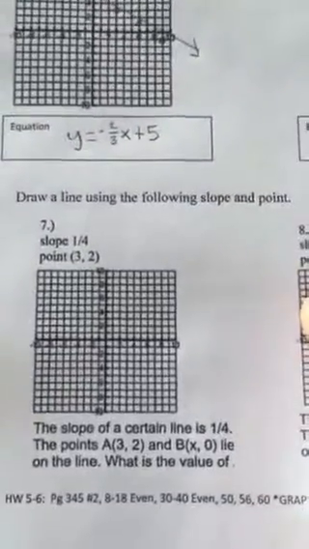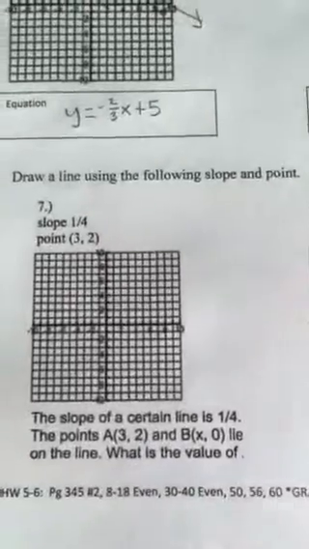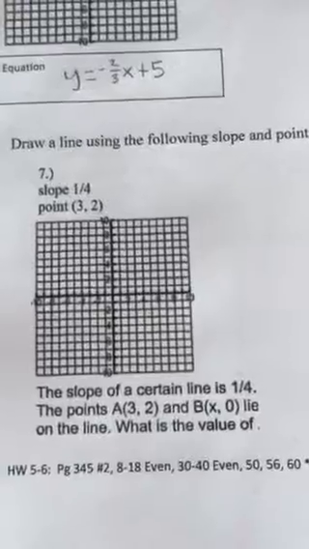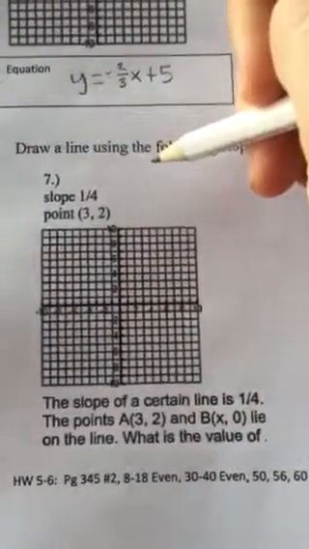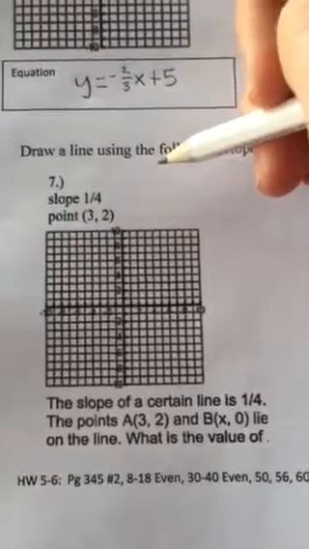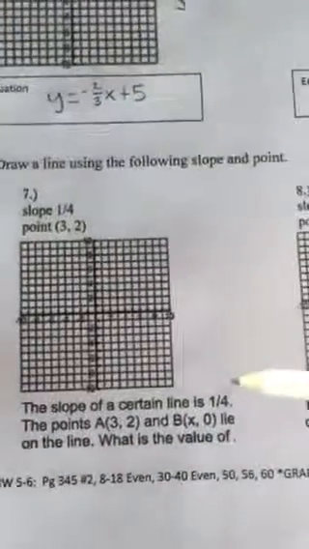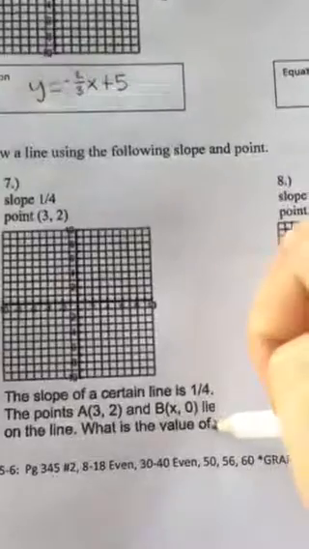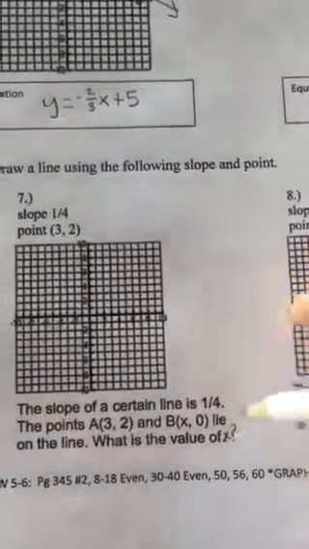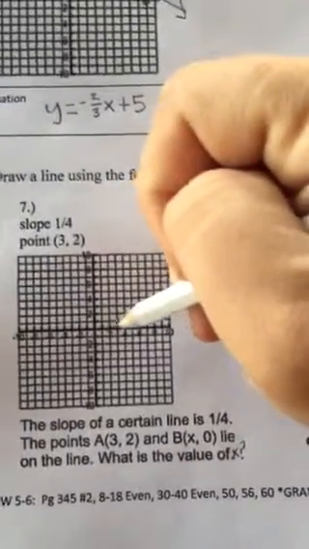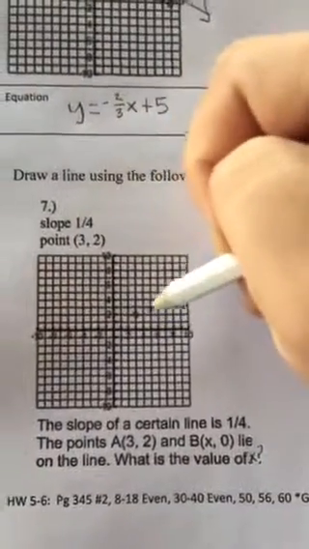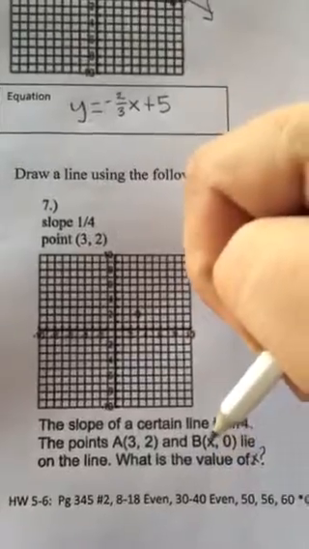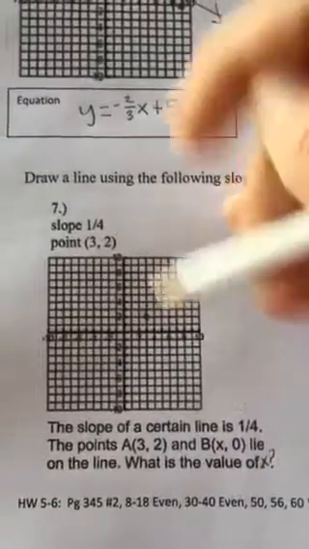Okay, next it says draw a line using the following slope and point. So it says the slope of a certain line is 1/4. The points A at 3, 2 and B at x, 0 lie on the line. What is the value of x? It looks like the x got cut off right there. We'll pencil him in. All right, so 3, 2 should go right there. And that's A, and we don't know where B is because we're missing a coordinate right there. However, we do know that the slope is 1/4.